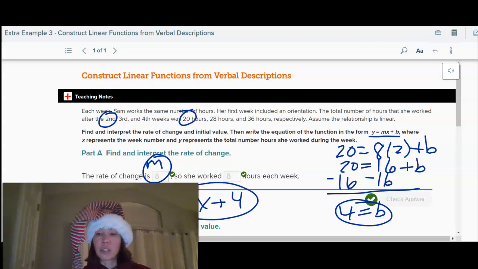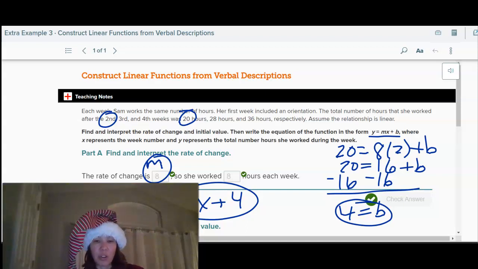So this whole section, we're doing the same thing, writing these functions, the equations of these functions, but we have different scenarios. We have a graph, we have a table, we have a verbal description. In each case, you need to find m, you need to find b, be able to interpret what each of those represents, and then also write the equations. So her initial orientation was 4 hours, and then she works 8 hours each week, and so this function will tell us if she works 5 weeks, how many hours is she going to work? If she works 10 weeks, how many hours is she going to work altogether?